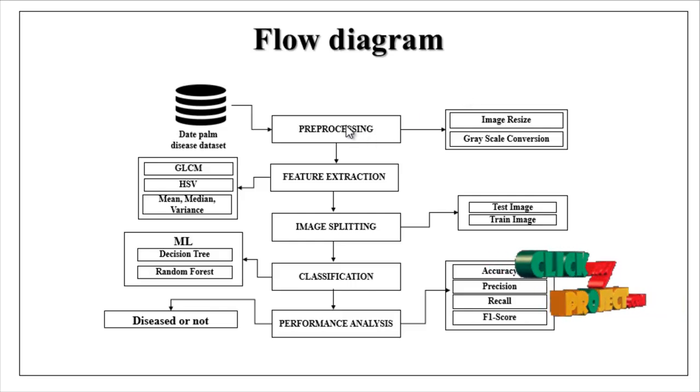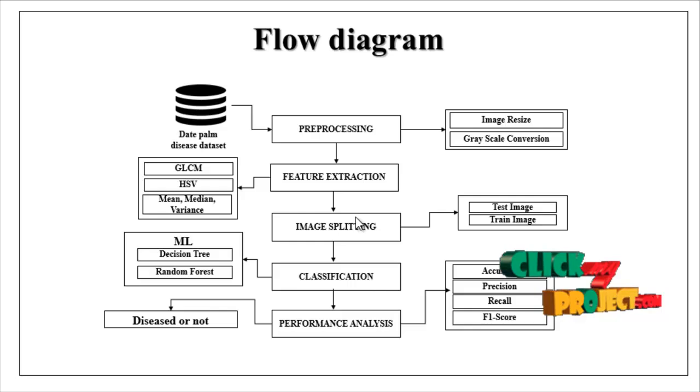The pre-processed data is carried to the feature extraction module. Here we can extract features from the pre-processed data by using different techniques: GLCM, HSV, mean, median, variance. The extracted features are carried to the image splitting module. Here we split the whole images into test and train. Test is used for prediction, train is used for evaluation.